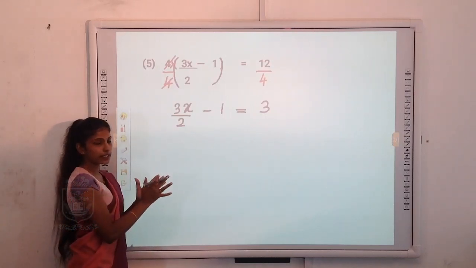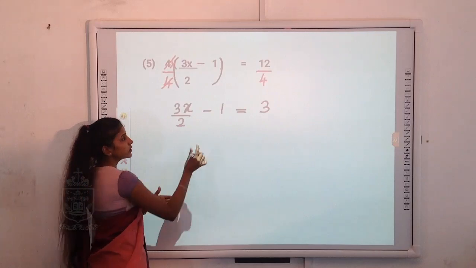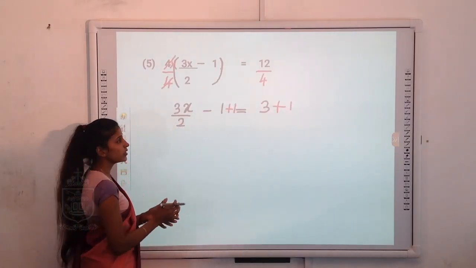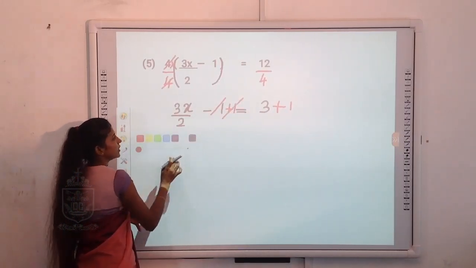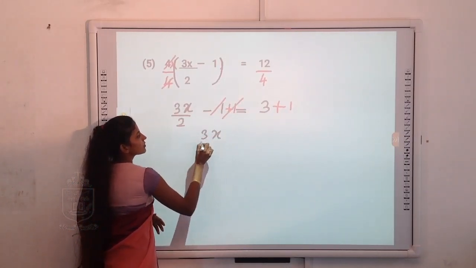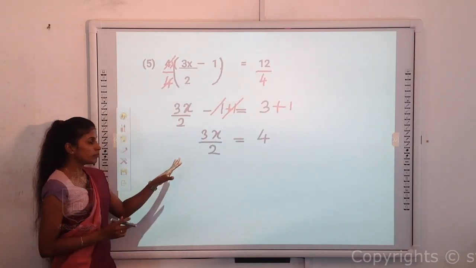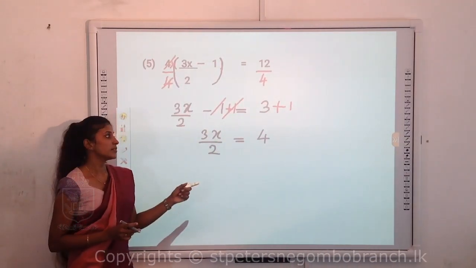Next step is to cancel minus 1. Leave the fraction part. You have to cancel this outer number, that is minus 1. Add 1 to both sides. Okay. 1, 1 cancel. So what is remaining in left side is 3x divided by 2 equals 4. So we have simplified already these types of equations.